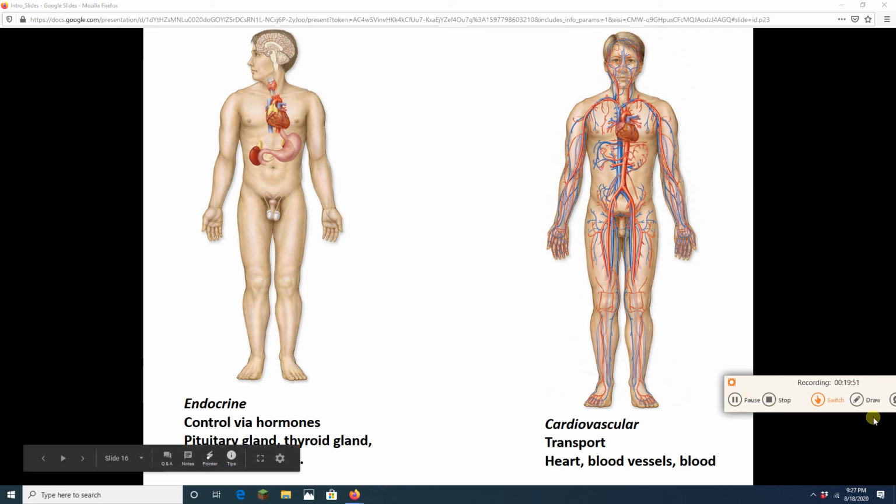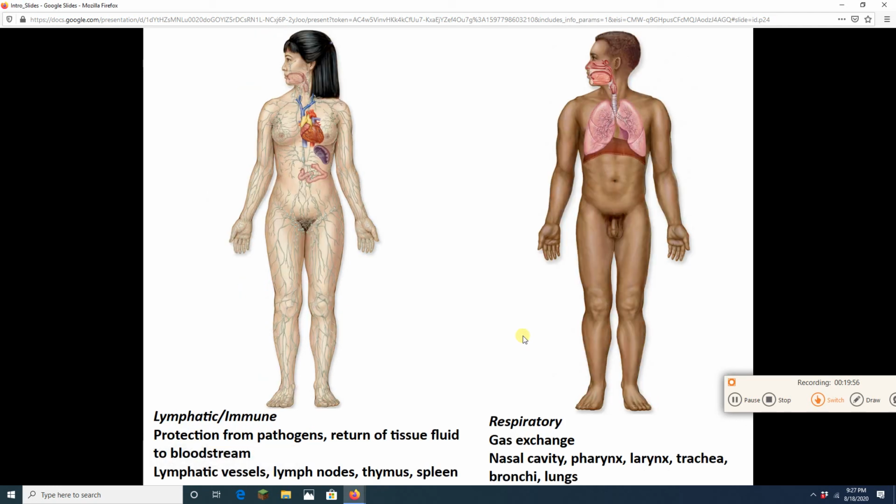constituting that system. What other systems do we have? We're almost done with these systems. We're just kind of running through them right now. We got the lymphatic/immune system, which protects us from pathogens and returns tissue fluid. Like if you just squeeze your hand right now, you squeeze your skin, there's liquid in there, right? That liquid needs to circulate back into your bloodstream. And we're going to do that protection and that recirculation with structures like lymphatic vessels, lymph nodes.